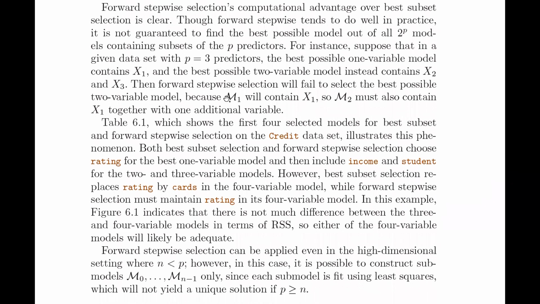Forward stepwise selection's computational advantage over best subset selection is clear. Though forward stepwise tends to do well in practice, it is not guaranteed to find the best possible model out of all 2 to the power of p models containing subsets of p predictors. For instance, suppose that in a given dataset with p equals 3 predictors, the best possible 1-variable model contains x1, and the best possible 2-variable model instead contains x2 and x3.